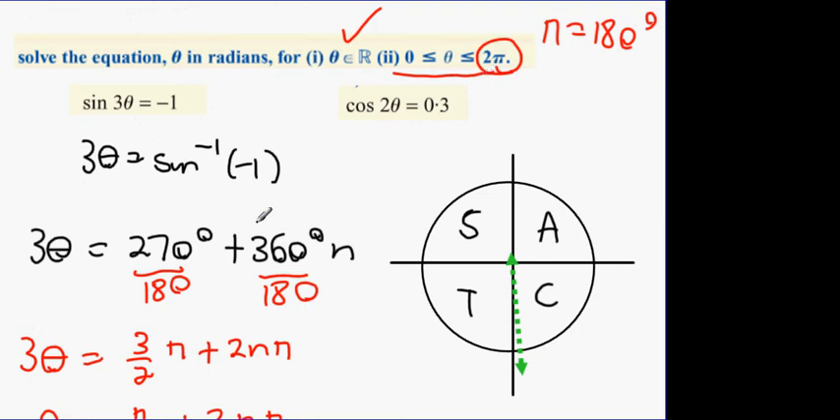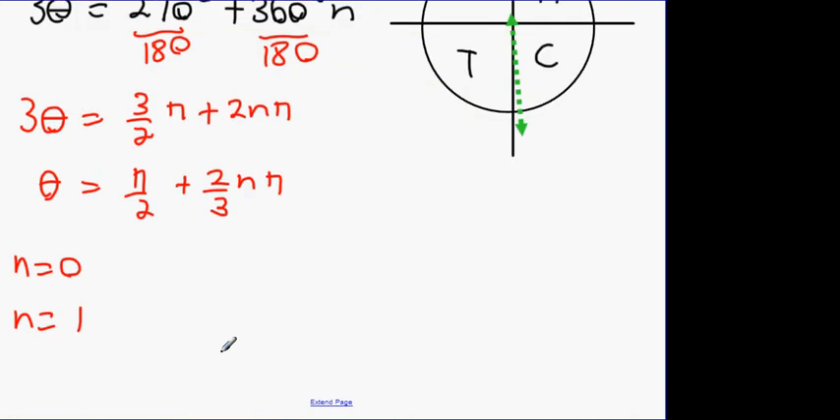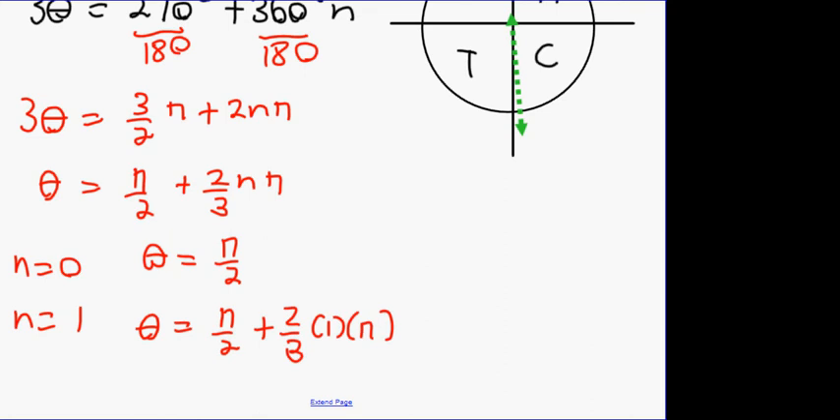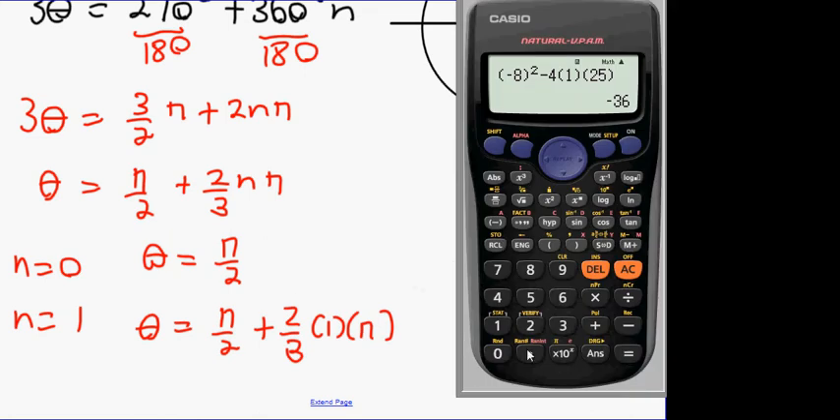So what you're going to do is n equals 0. The answer is pi over 2. When n equals 1, it wants us to add pi over 2 plus 2 over 3 times 1 times pi. So it's basically a half plus 2/3. 0.5 plus 2/3. And what we get here is 7 over 6 pi. So 7 pi over 6.